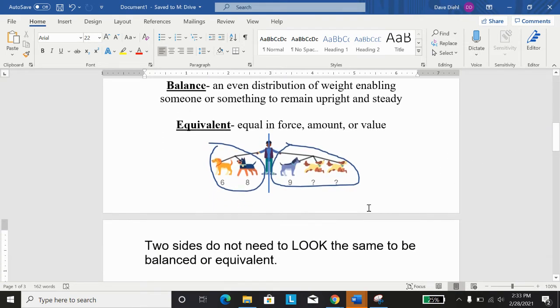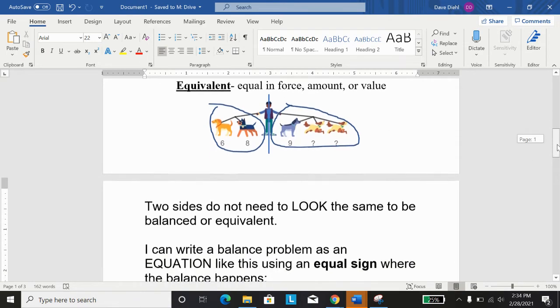The first thing we have to understand is that two things do not have to look the same to be balanced or equivalent. We know that 3 equals 3, but 3 plus 5 can also equal the same thing as 2 plus 6, right? They both equal 8, even though they look different. So that's something we already know. Now, how can that help us solve something like this?